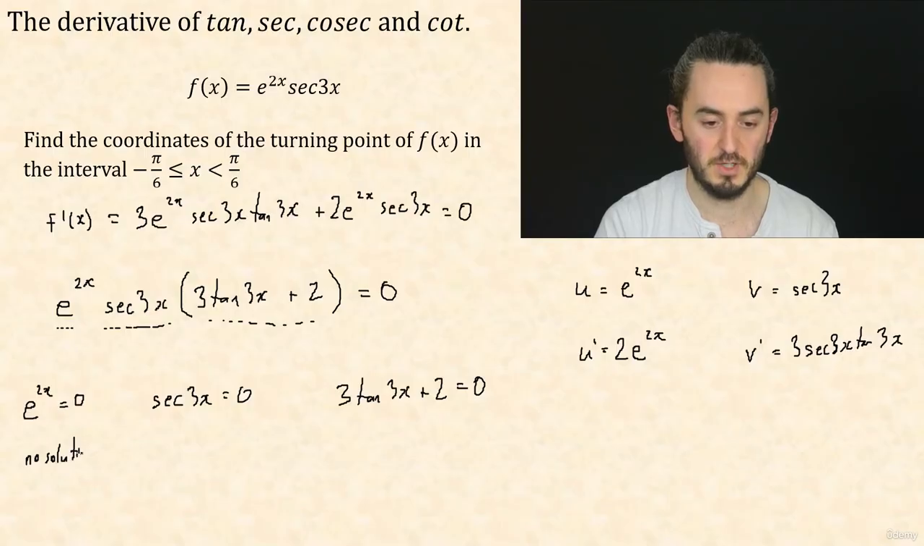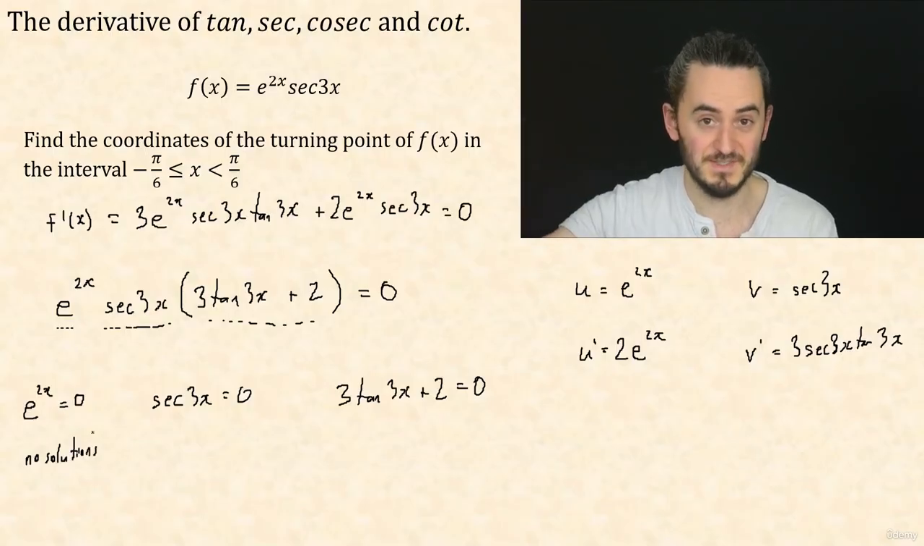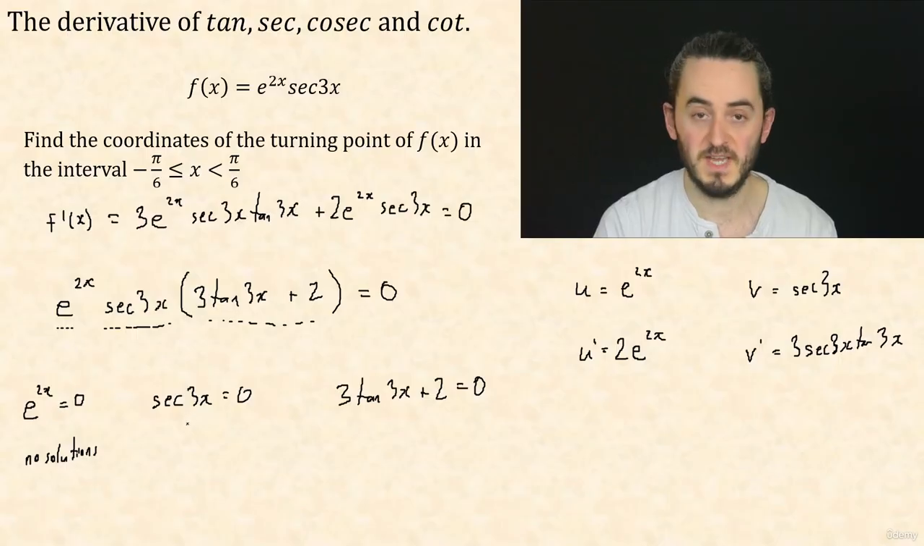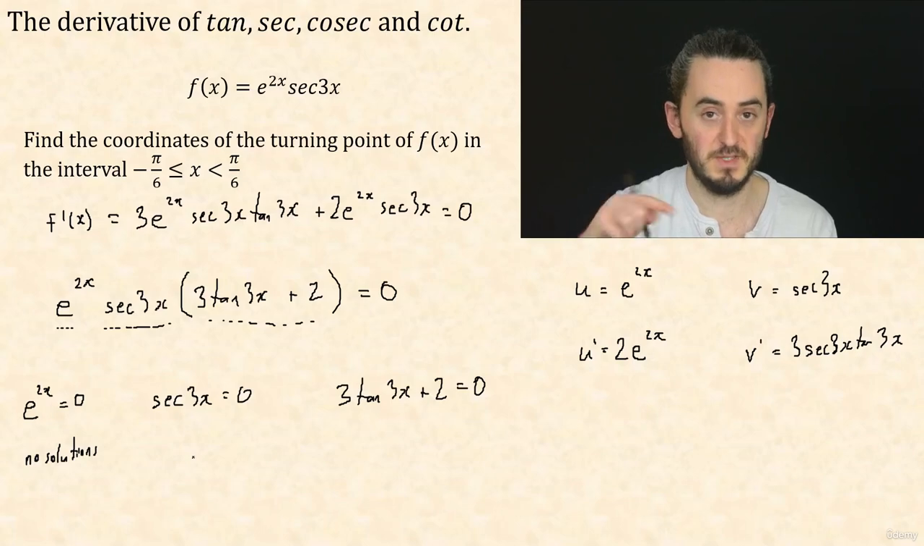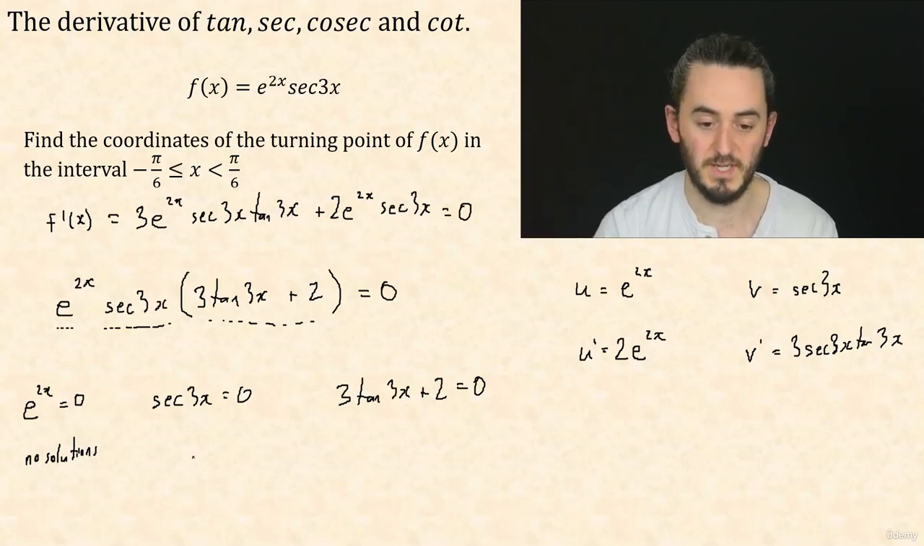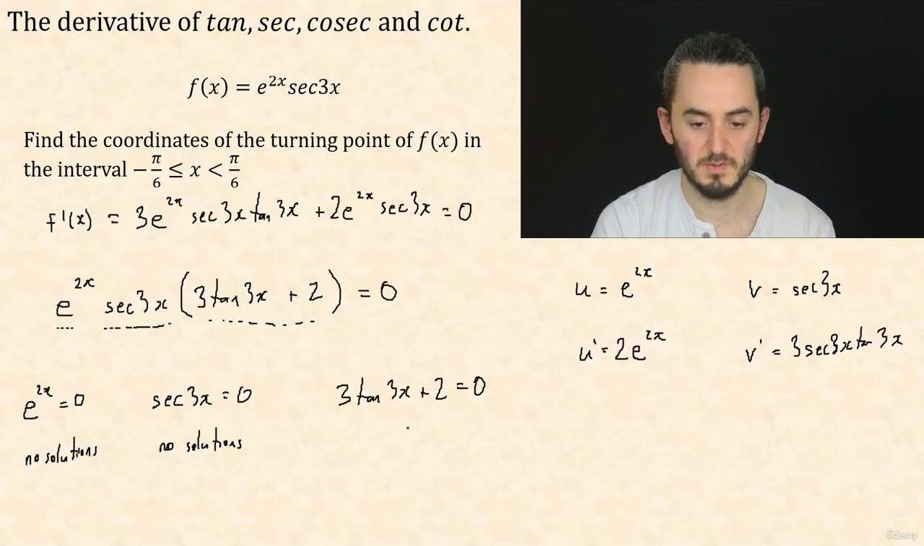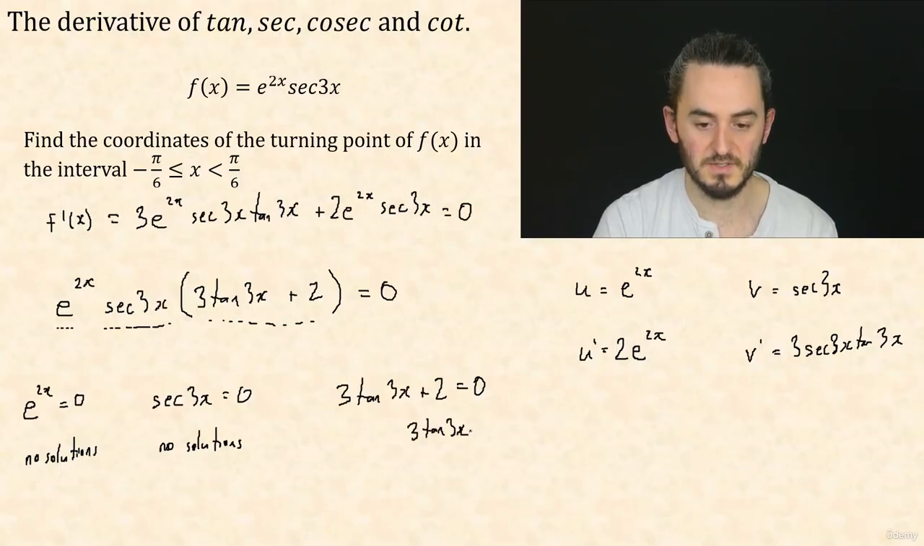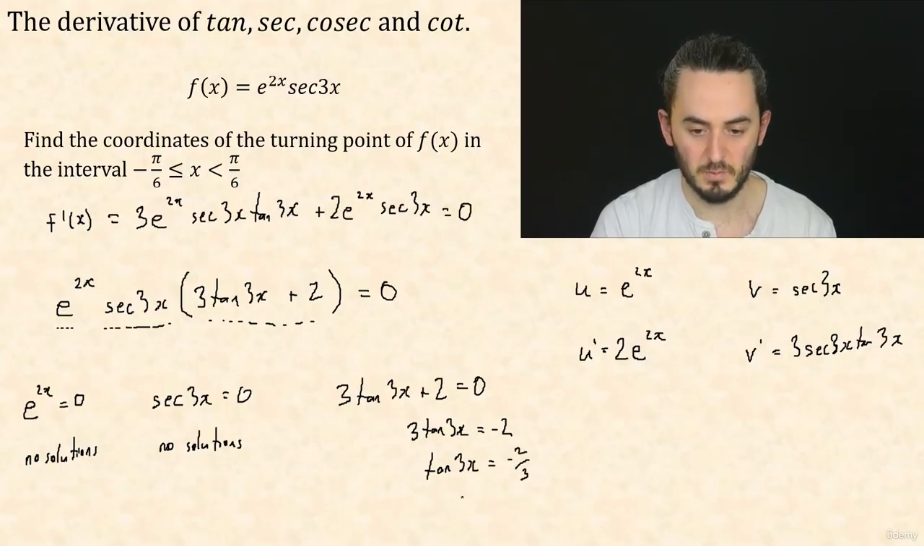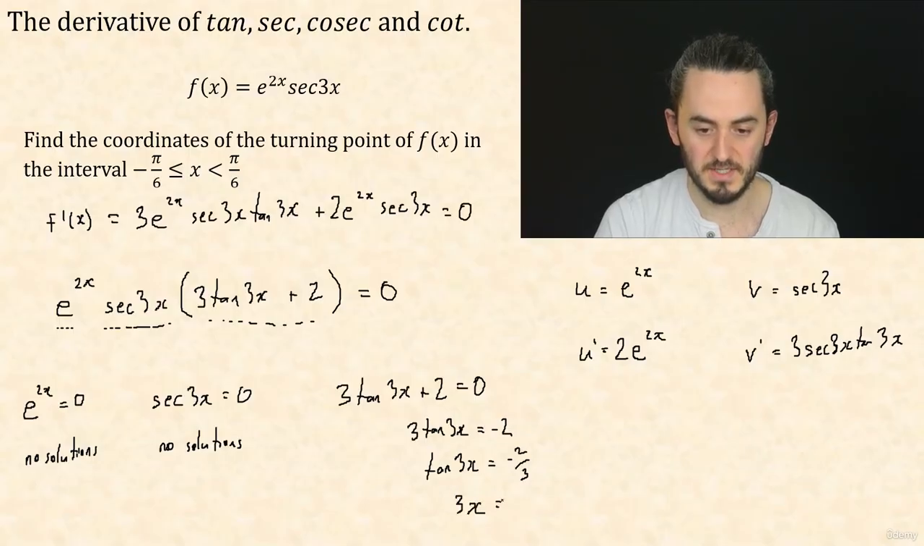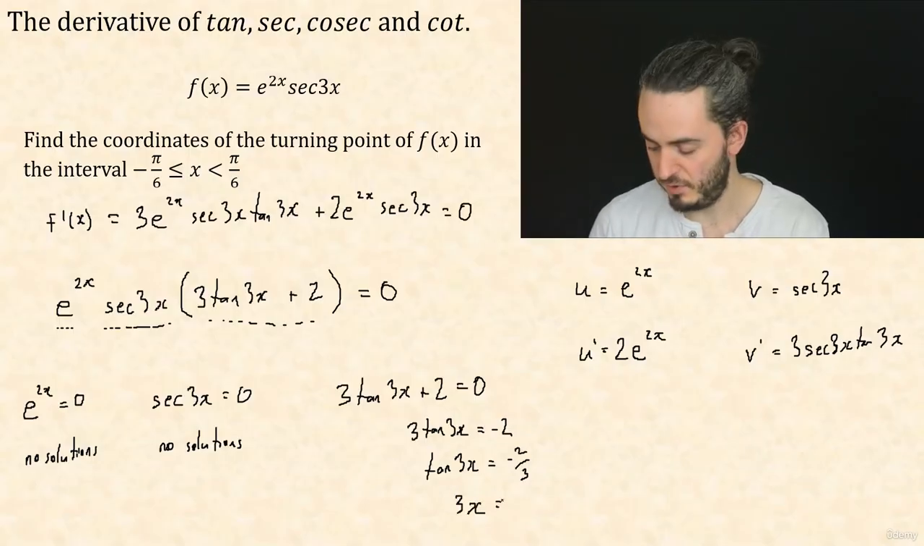Just remind yourself, if you're unsure about that, by looking at the graph of e to the x, it's never 0. Look at the graph of sec x, or sec 3x if you like. It is never 0. Okay, the sec graph is just looping positive, negative, but never 0. So no solutions from this, which means the only place we're getting our solutions from is here. So we've got 3 tan 3x equals negative 2, and then tan 3x is negative 2/3. And what does that mean? That means that 3x is inverse tan of negative 2/3.